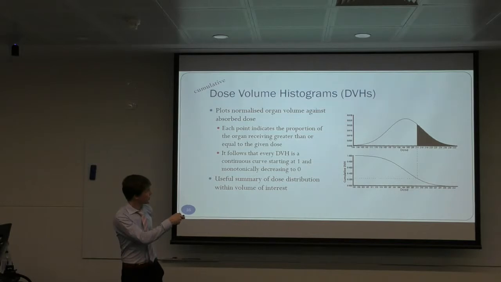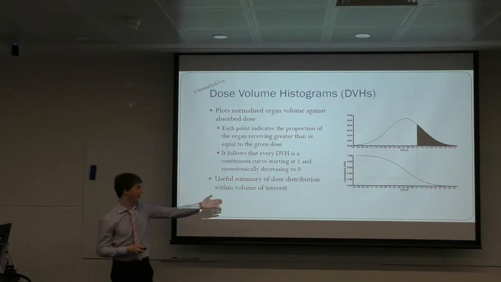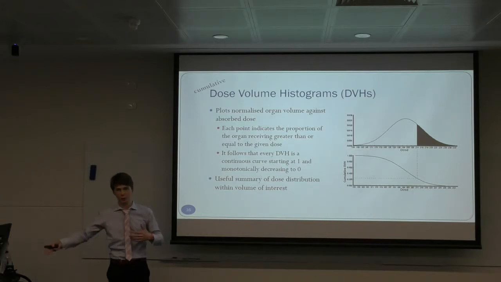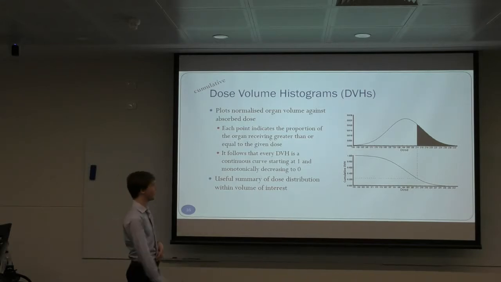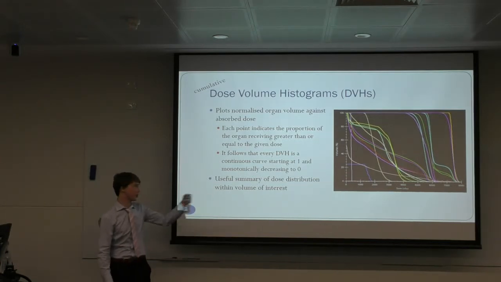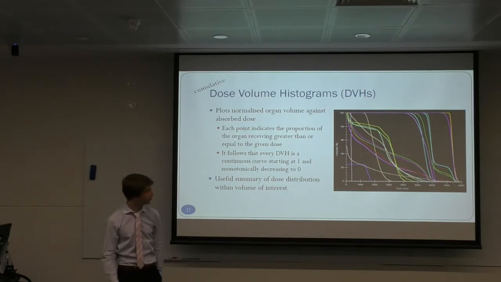So if this is our dose distribution, what we've got starts at 1, monotonically decreasing to 0, and it's a way of saying, well, at a certain dose, how much of the organ or the volume of interest is receiving greater than or equal to that amount of dose. And in practice it looks more like this, because you have it for different structures. And it's just a useful summary of dose distribution.